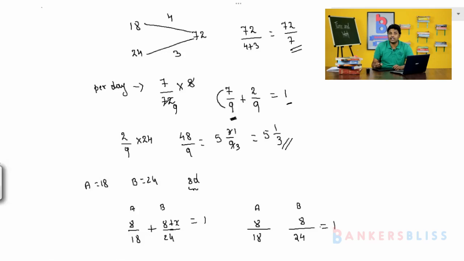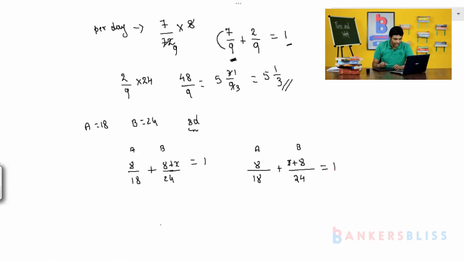Ultimately, they have to finish the task. So the 100% completion of the task, and some extra days they are going to work. B is going to work extra days after A leaves. So 8 by 18, where 2 4s are 8 and 2 9s are 18. So 4 by 9 plus (x plus 8) divided by 24 is equal to 1.